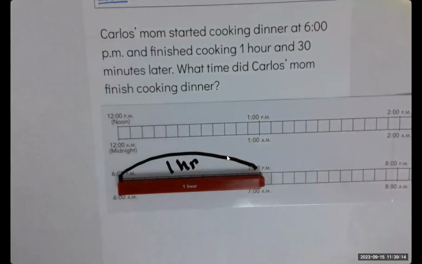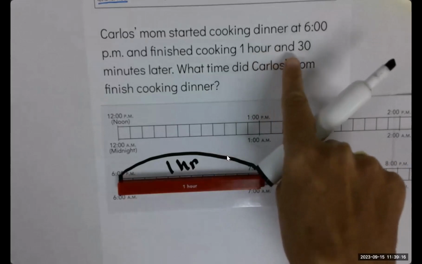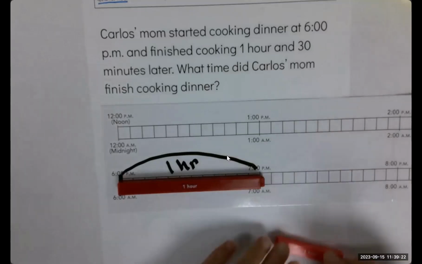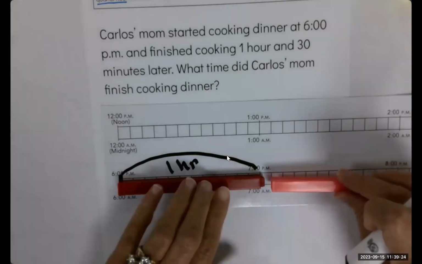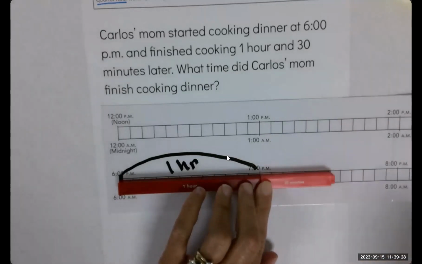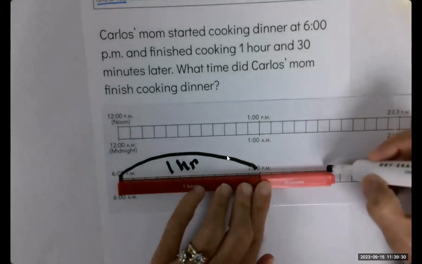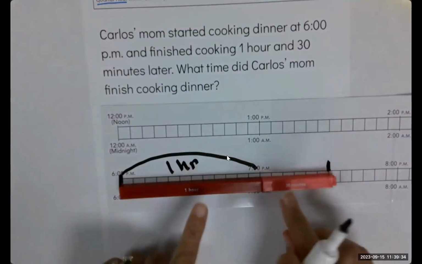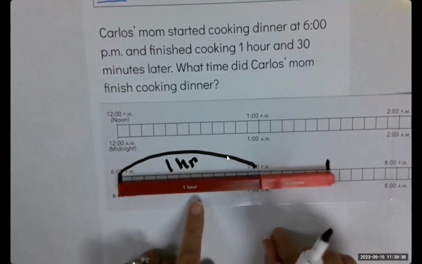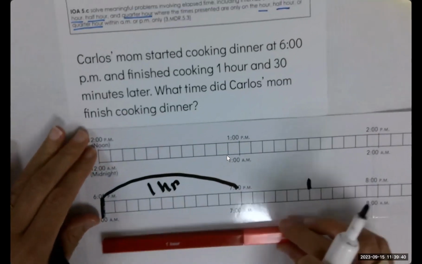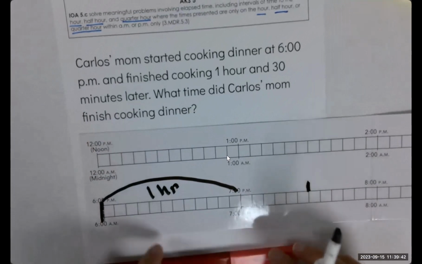Then I know Carlos's mom cooked an additional 30 minutes. So it was 1 hour and 30 minutes later. I'm going to find my 30-minute interval rod, and I am going to connect it to my hour and mark where this time ends. And it's about right here. So once I've done that, I should be able to identify what time this is. I'm going to slide this off just for ease of writing.